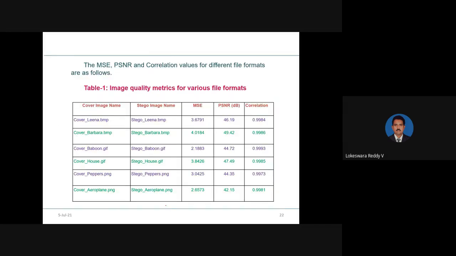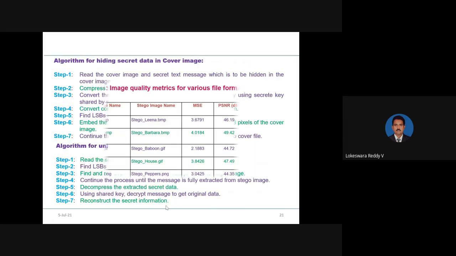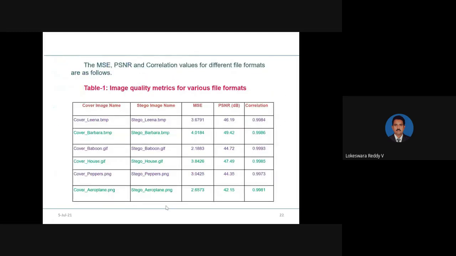Next, these are the values I obtained. By using a stego application, I embedded data. Finally, these are the different images. This is the cover image, and this is the stego image. The MSE, mean squared error, is 3.6791, PSNR is 46.19, and correlation is 0.999986. The cover image is in BMP file format.